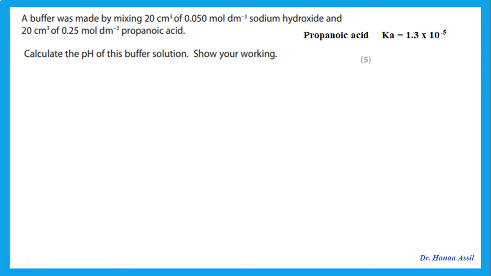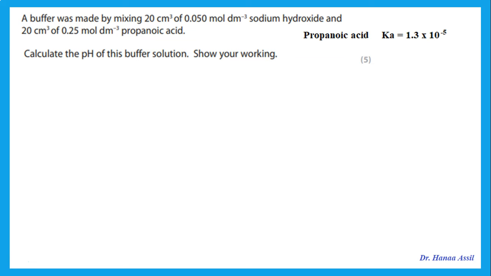A buffer was made by mixing 20 centimeter cubed of 0.05 mole per decimeter cubed sodium hydroxide and 20 centimeter cubed of 0.25 mole per decimeter cubed propanoic acid, and we're given the Ka.